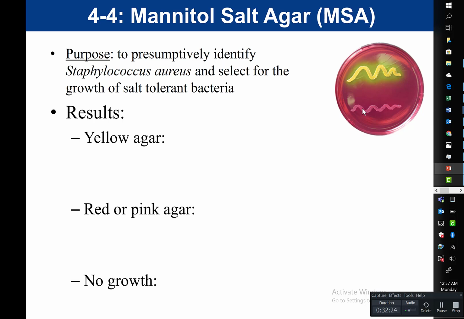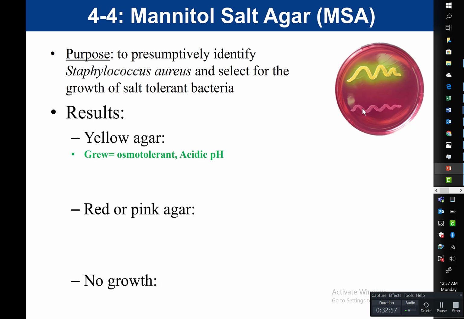So let's start with our yellow. So remember that in MSA, we have our pH indicator. And our pH indicator, remember, is phenol red. Yellow tells us that the phenol red is going to be acidic. So what that tells us about this organism is that it grew, which means that it's osmotolerant. And we know that there's an acidic pH. The pH became acidic, which is why it turned yellow.